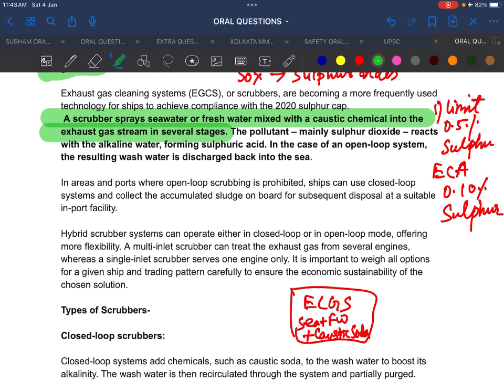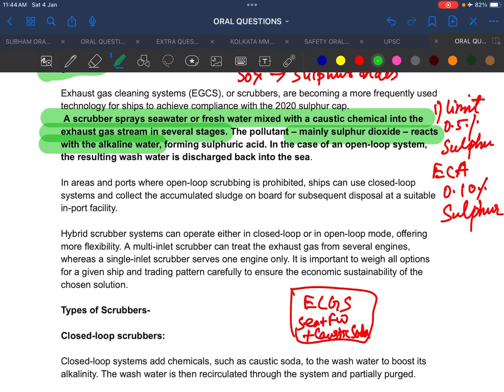stages, and the pollutant, mainly sulfur dioxide, reacts with the alkaline water. So what's going on further? The pollutants, mainly sulfur dioxide, now react with the alkaline water. You know this seawater and fresh water are alkaline in nature. If there is not enough alkalinity, we can increase the alkalinity with the help of caustic soda. We are increasing this alkalinity of the water.